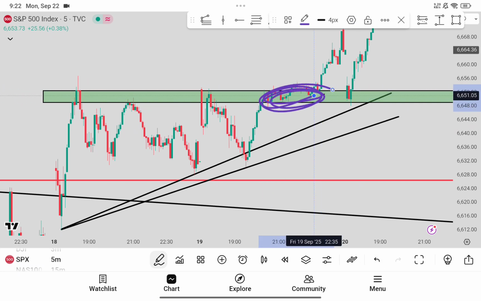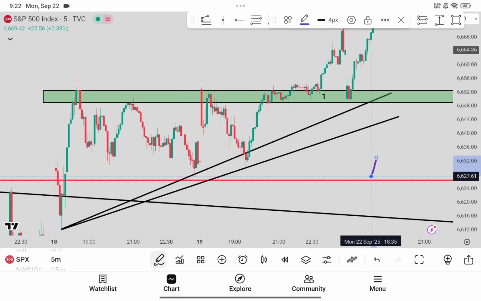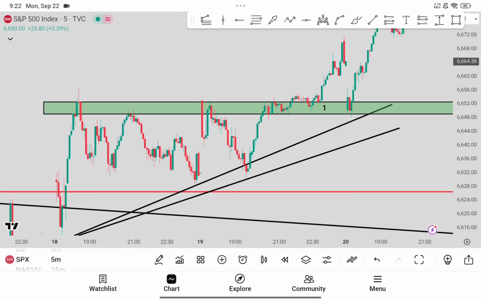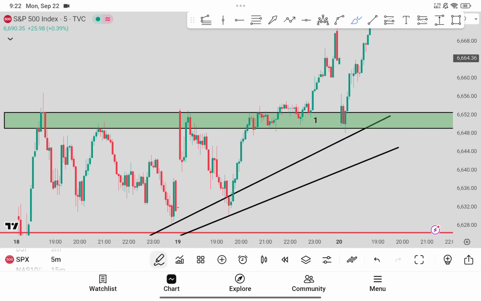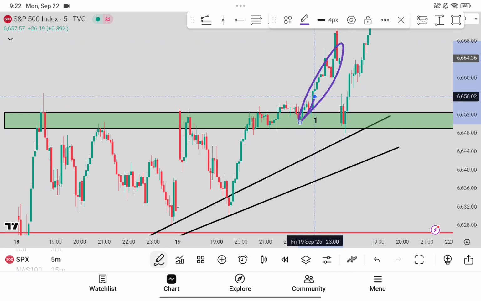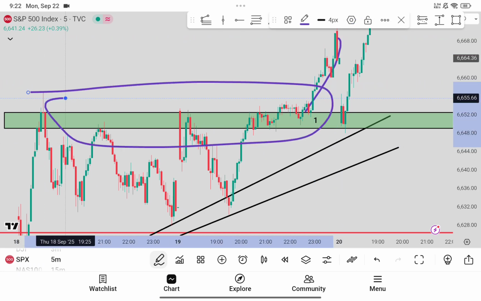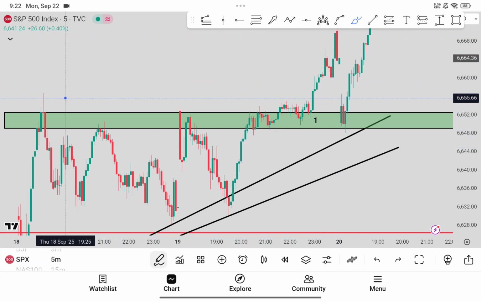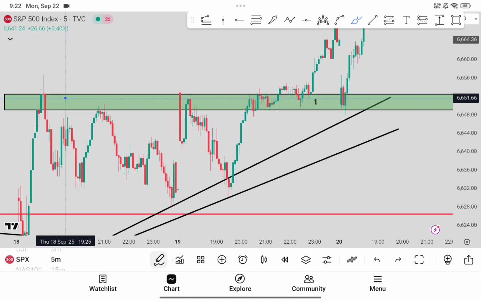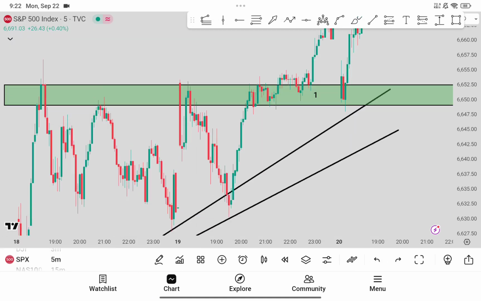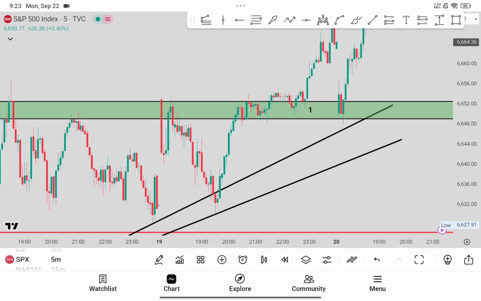it consolidated at this level. So after that, at the end of the Friday closing time, it gave a wonderful breakout. It closed above the breakout. This is a breakout area. It closed above the breakout, which is a bullish sign. So this is the price action of Thursday and Friday.